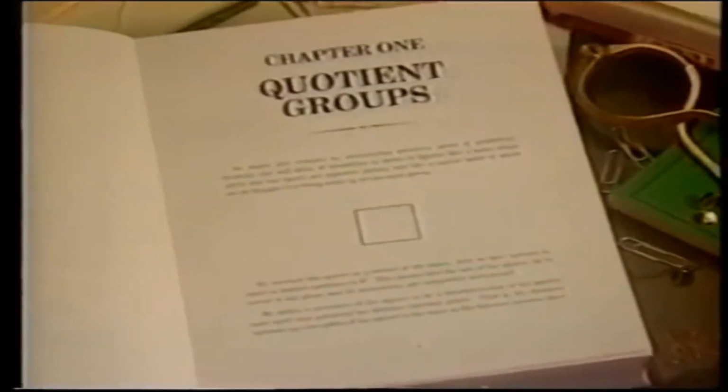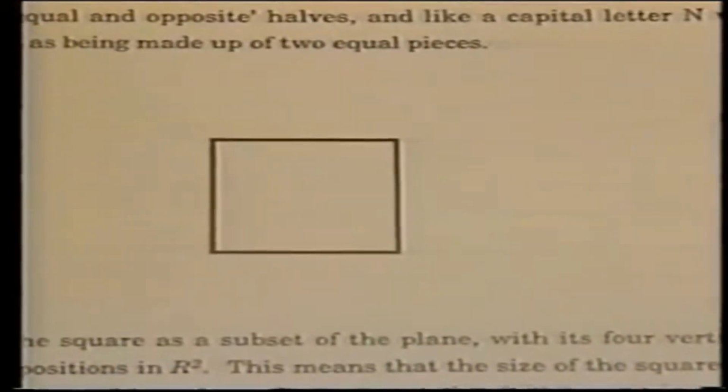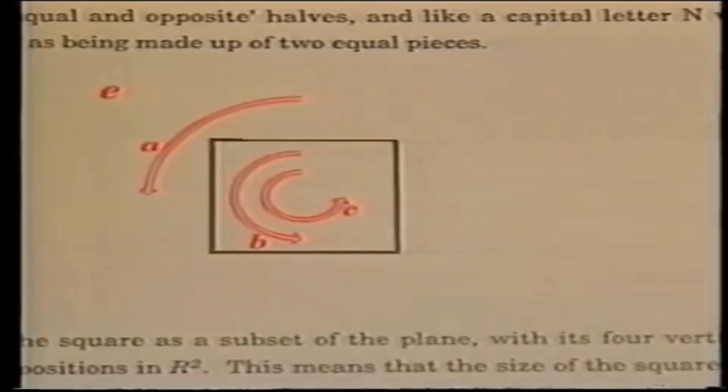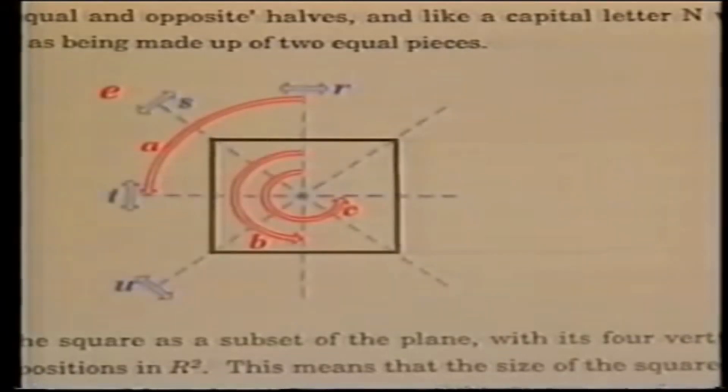But first, let's illustrate these ideas in the context of a group you're familiar with, the symmetry group of a square. Now, the square has 8 symmetries, the identity E, 3 rotations A, B, and C, and 4 reflections R, S, T, and U. Here's the Cayley table of this group of symmetries.